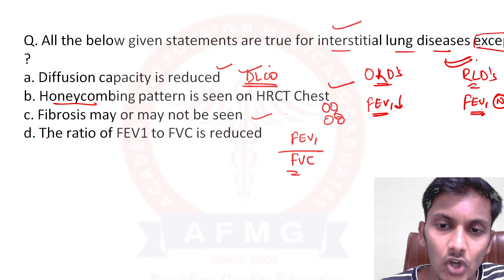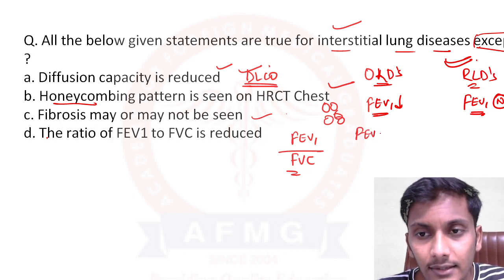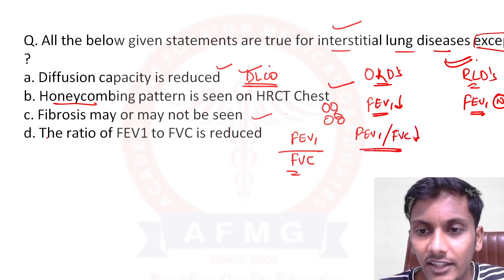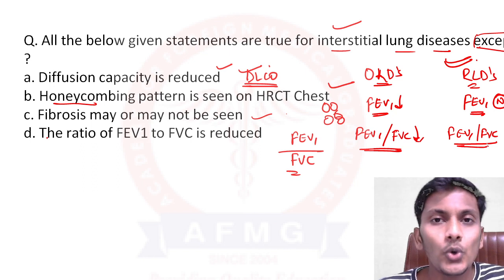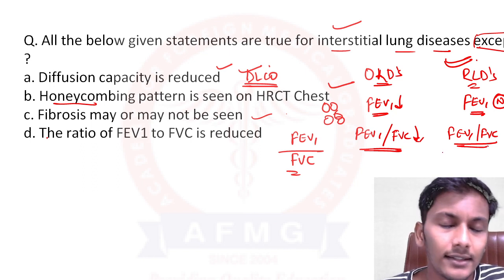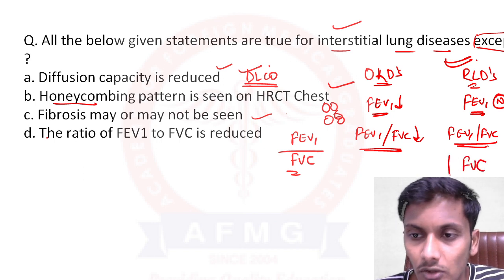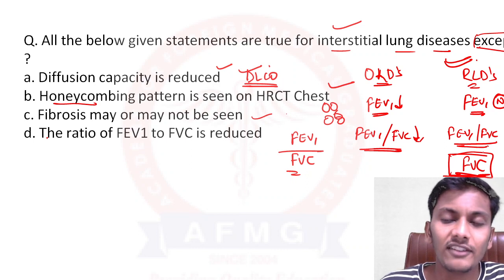There is no problem in expiration, there is no blockage, there is no obstruction in RLDs, therefore FEV1 is absolutely normal. FEV1 by FVC ratio would also be decreased in cases of obstructive lung diseases, and not in cases of restrictive lung diseases. So please remember, FEV1 by FVC ratio in restrictive lung diseases would be absolutely normal again. The only volume that is decreased in cases of restrictive lung diseases is your forced vital capacity. So FVC is the only one which is reduced in cases of restrictive lung diseases.